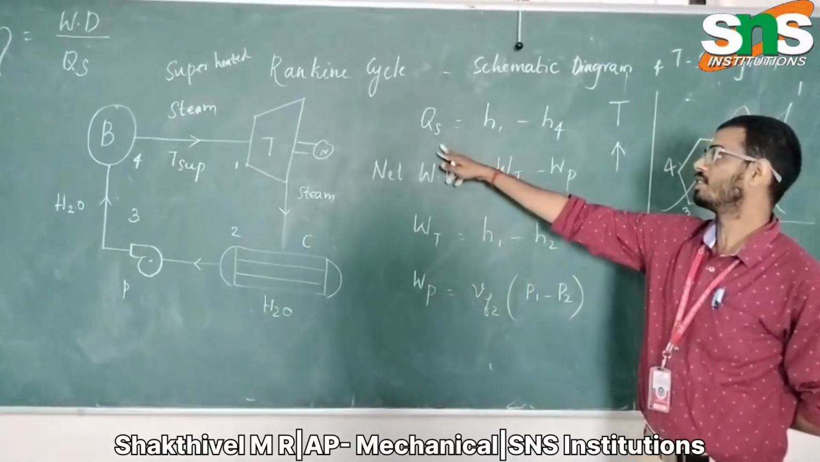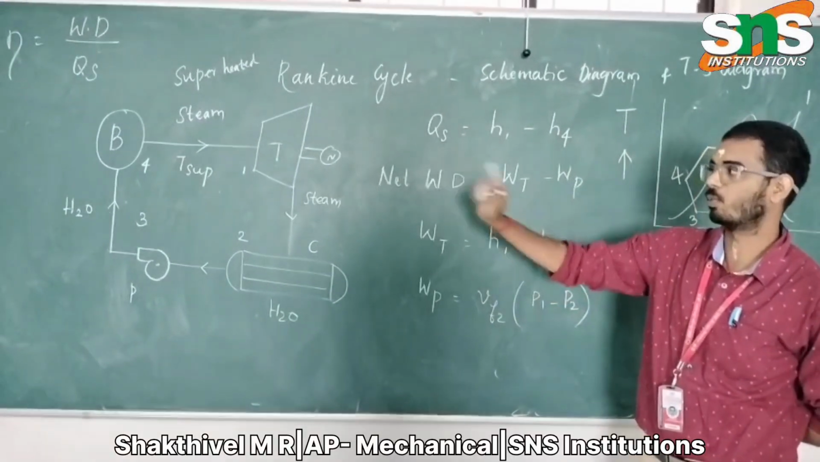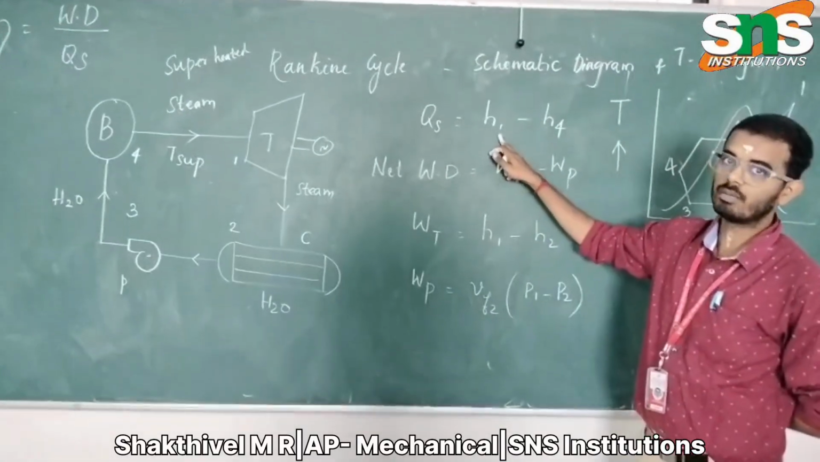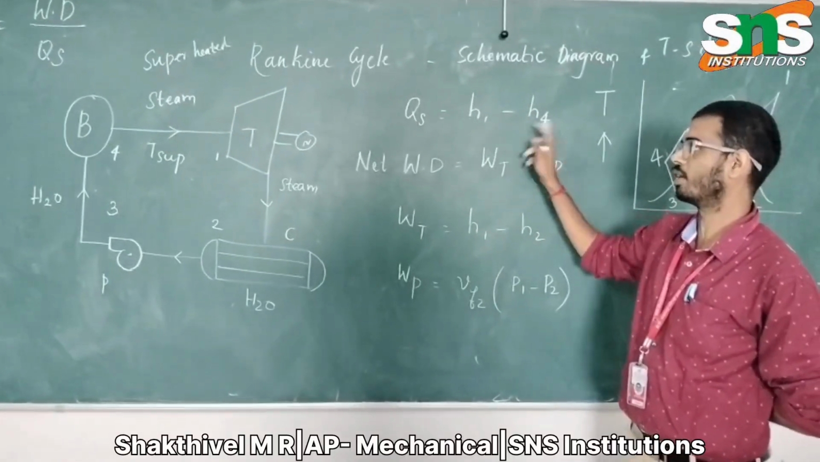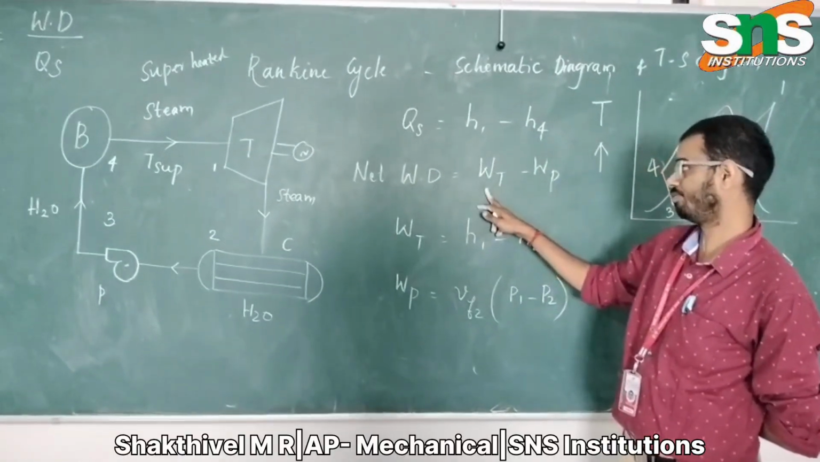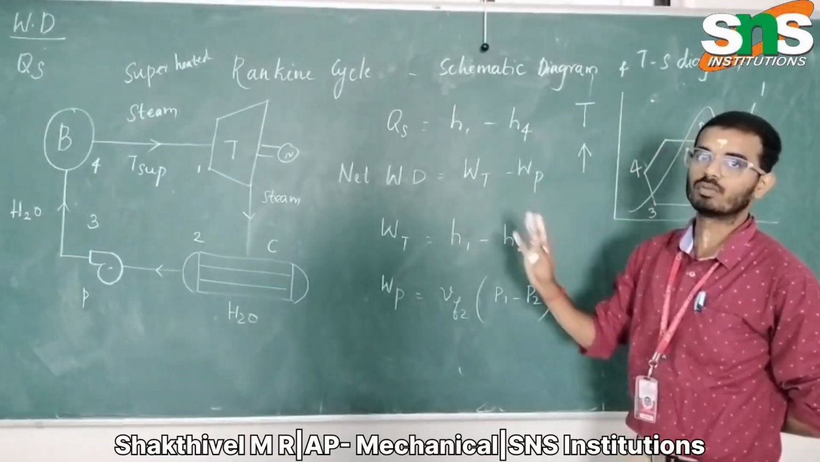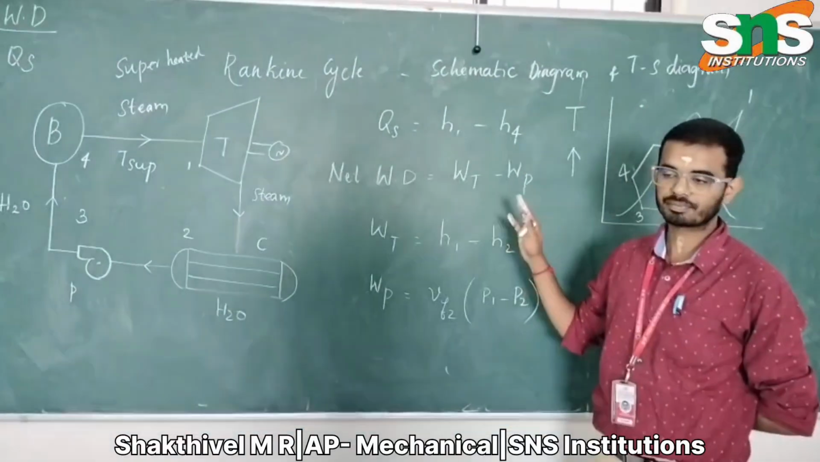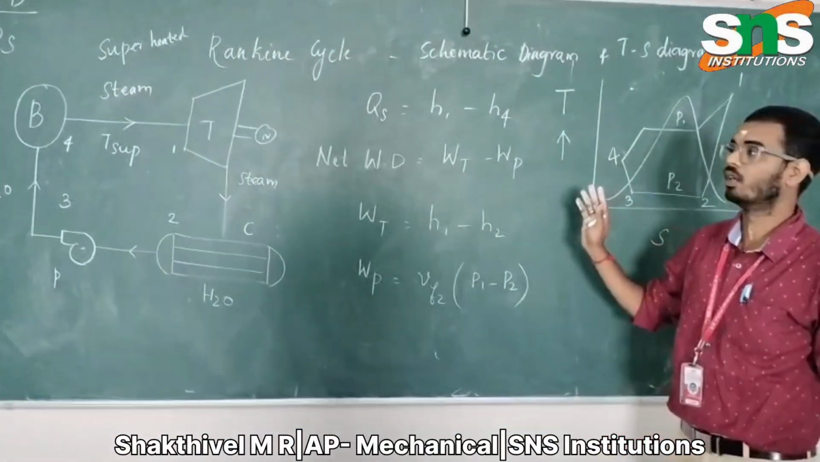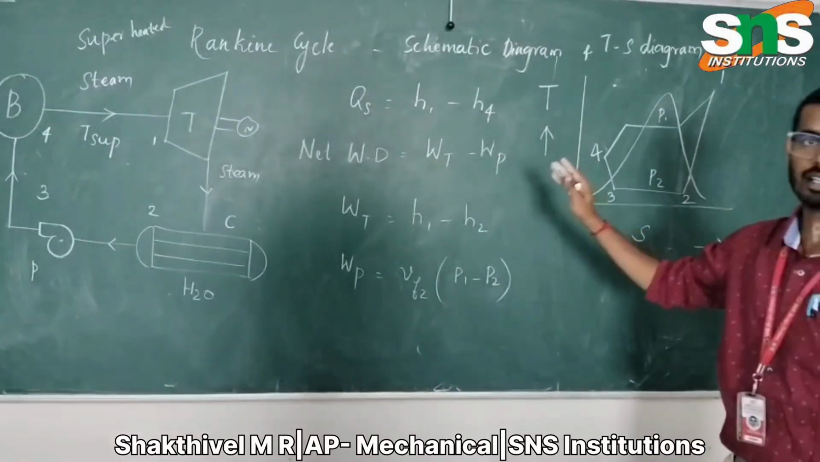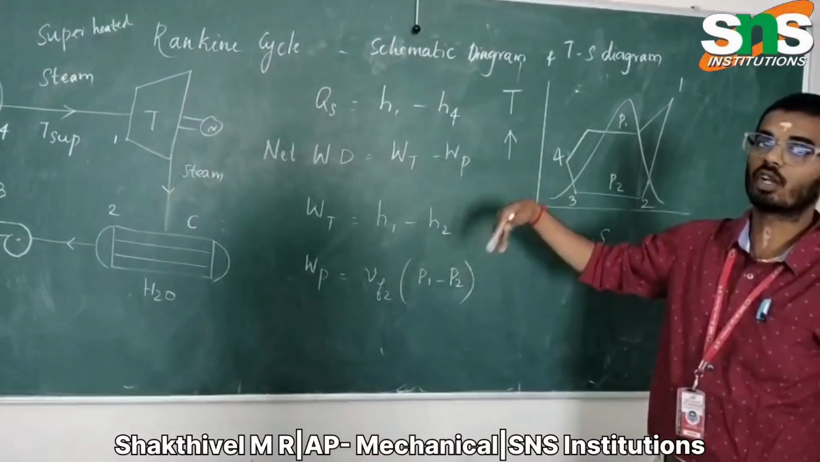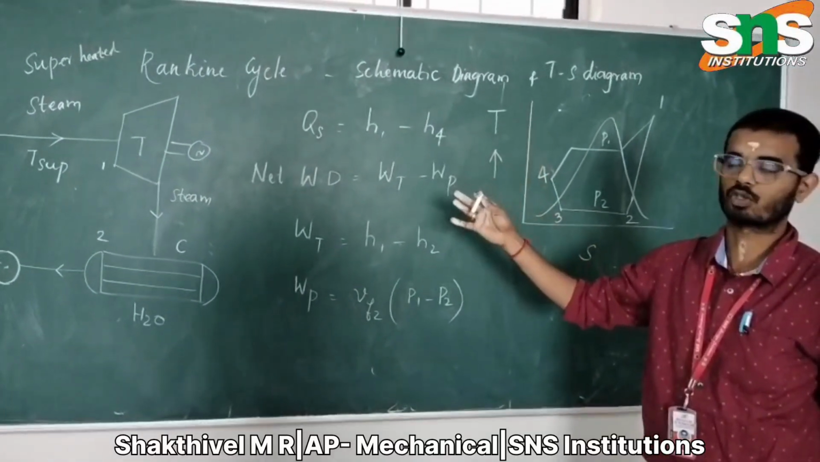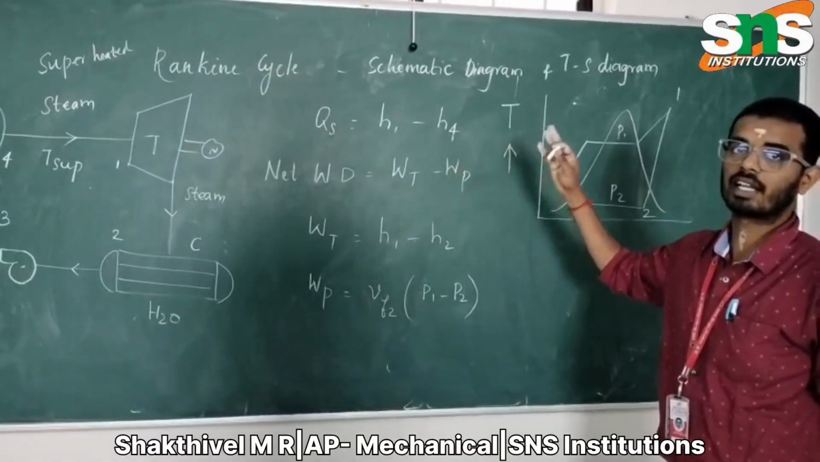The heat supply happens in only one process, the boiler, that is H1 minus H4. State 1 is steam and state 4 is up to the boiler. So the net work done is the turbine work minus the pump work. We can either consider the pump or not consider it. The main concept of this Rankine cycle is to improve the efficiency in thermal power plants, nuclear power plants and biogas production. So this is the Rankine cycle schematic diagram, T-s diagram and its application.